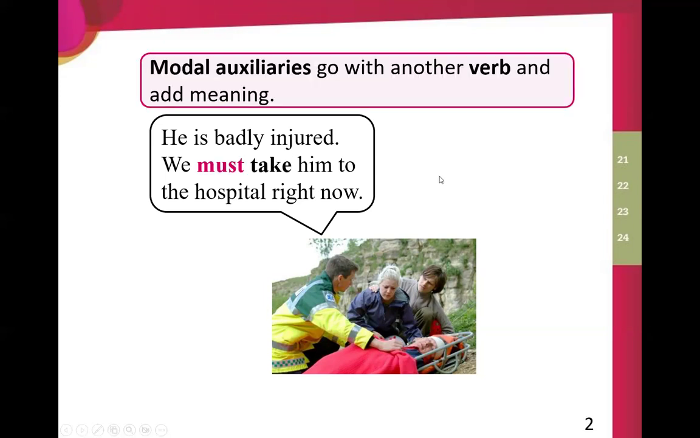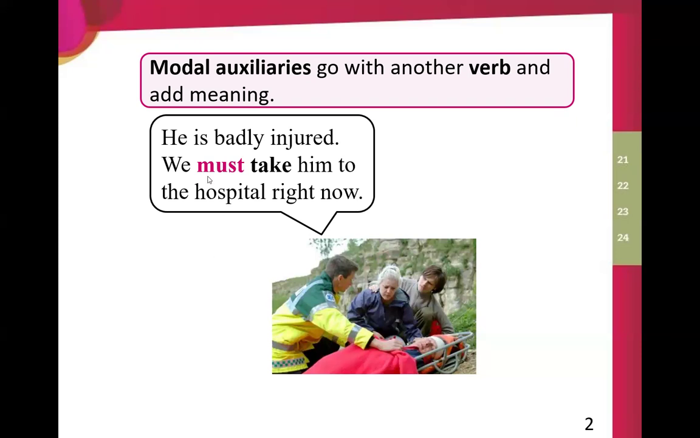So, modal auxiliaries go with another verb and add meaning. The verb to be, am, is or are, when it comes with another verb, we can use as an auxiliary, but we can also use them as a main verb. But here we can see "must" comes before the infinitive form of "take," and we call it an auxiliary. Modal auxiliaries go with another verb and add meaning to the verb.